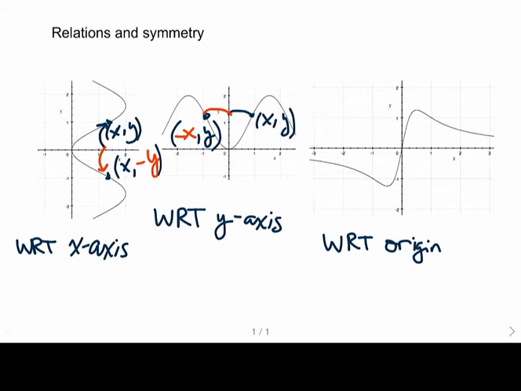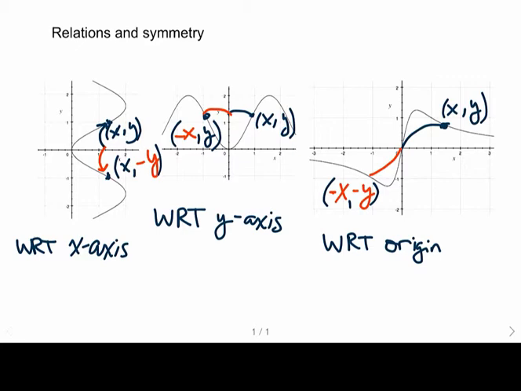And finally, if a relation is symmetric with respect to the origin, and it contains the point (x, y), then this kind of symmetry will lead us to the conclusion that we have the point (-x, -y). In other words, for symmetry with respect to the origin, the signs of both coordinates would change to give a corresponding point. This actually gives rise to tests for symmetry.